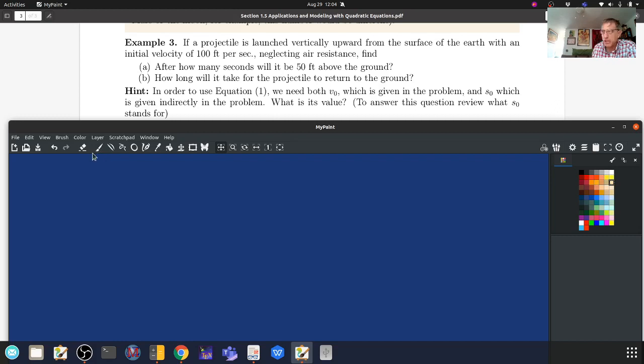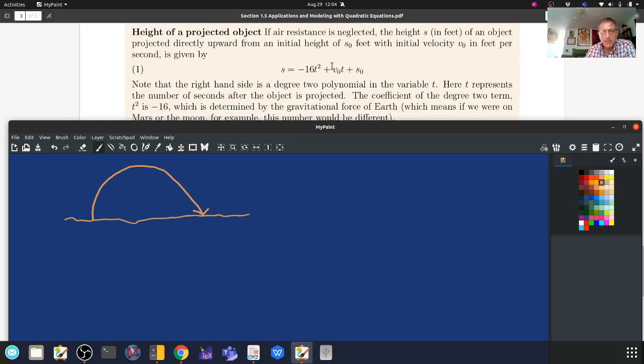So we have a projectile which is launched vertically upward from the surface of the Earth. So let's just kind of draw a picture here. So this is going to be the surface of the Earth, and we can imagine the projectile, it's going to be launched upward. It's going to go, and it's going to go, and it's going to go, and it's eventually going to come back and hit the earth. So we can find out questions related to this formula.